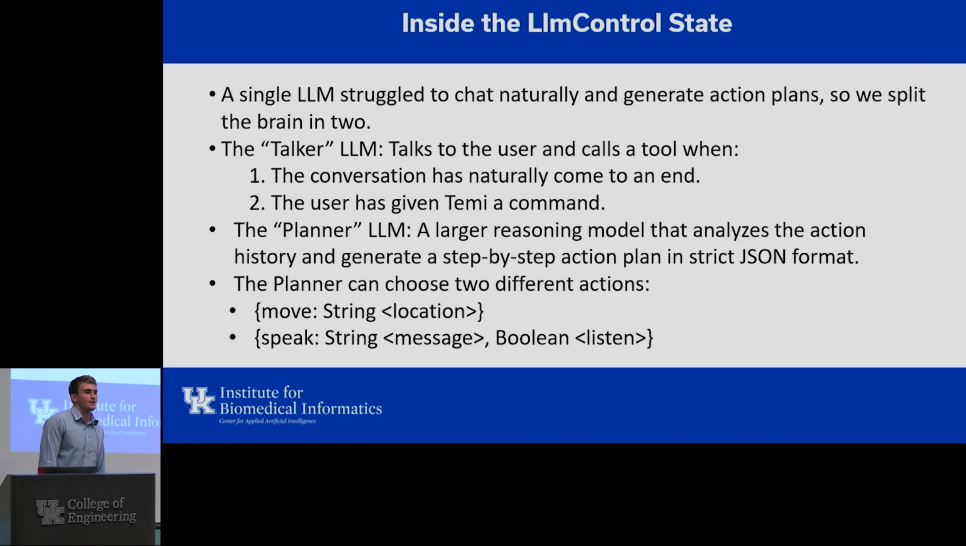For the talker language model, we use Llama 3, I think with 8 billion parameters. And then the planner language model, we use a larger reasoning model. We use DeepSeek R1 for this. And this takes as input the action history, everything that Temi's done and every interaction it's had, and then creates a step-by-step list of actions for Temi to follow next. The two actions that Temi has available are move to a predefined location and then speak a message. And that message has a listen parameter.